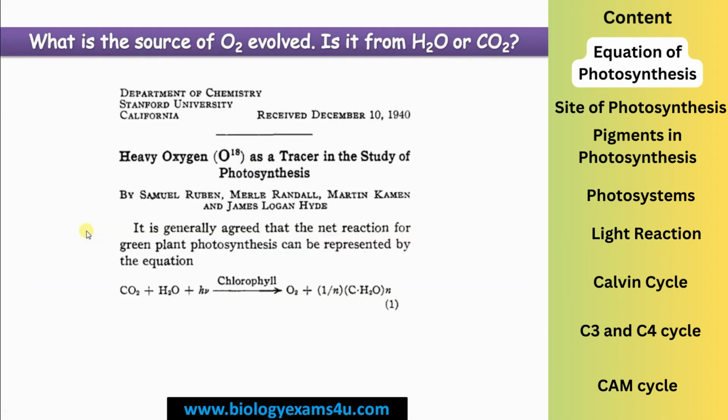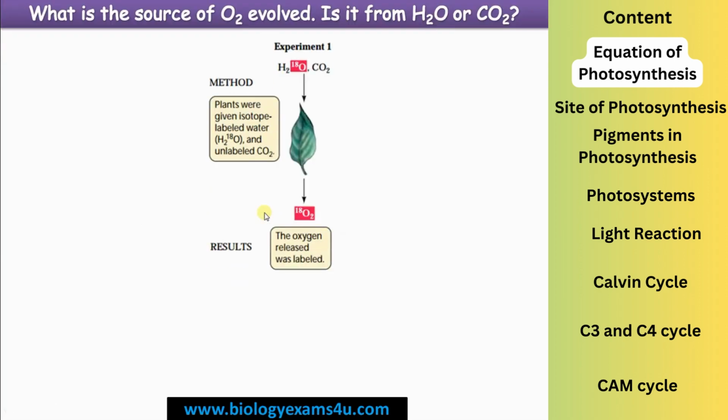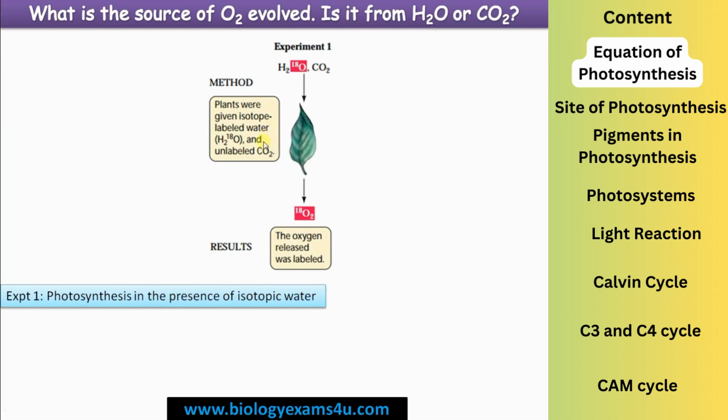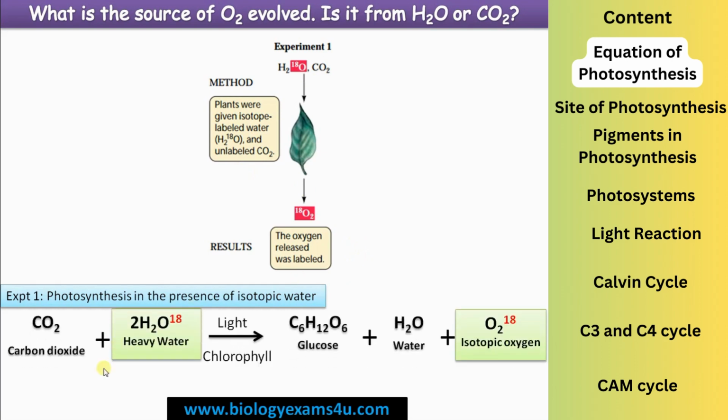So this is the experiment that solved the question. Ruben et al. in 1940 used radioisotopes to find out the exact source of oxygen, and this was the paper published. And this was the experiment. In experiment 1, they used radioactively labeled water as a reactant and found out that the oxygen released is also radioactively labeled. And this was the equation: carbon dioxide plus radioactively labeled water, and the oxygen evolved is also radioactively labeled, indicating that this oxygen is formed from water.